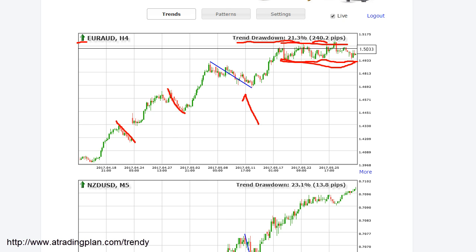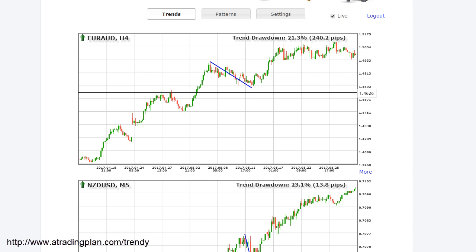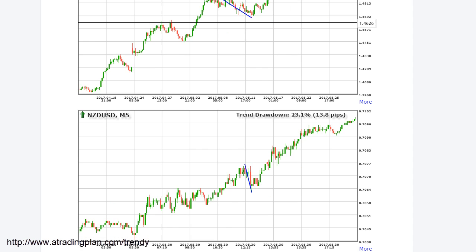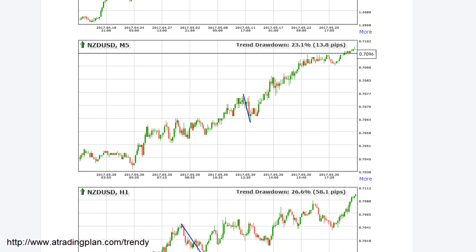Why? Because of this right here. It's showing you that the biggest drawdown so far has been 240 pips. Anything up to that is normal. When it starts exceeding that, then you're going to want to be looking at something different going on in the market. Looking at the 5-minute New Zealand dollar against the US dollar.